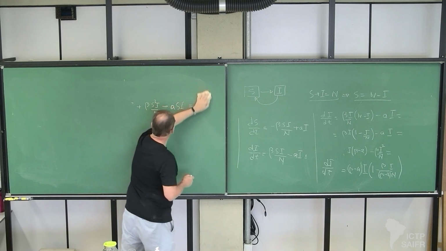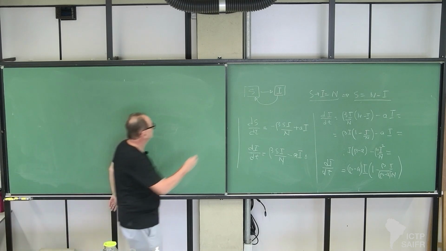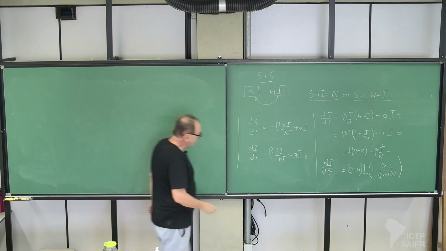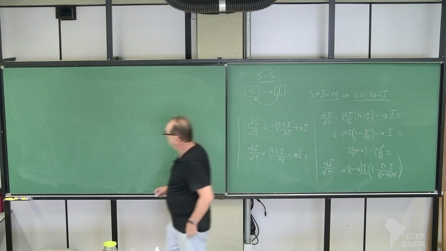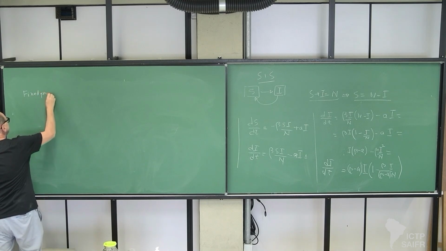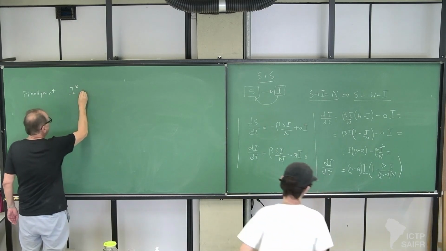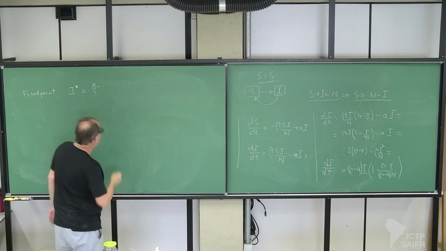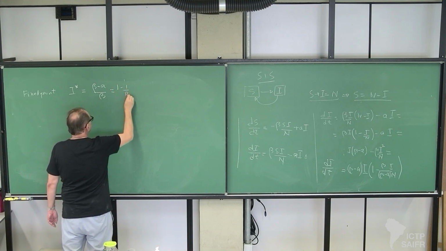So the dynamics of an SIS epidemic, as this is called, goes to the carrying capacity. So the fixed point, which is the asymptotic dynamics, is at I equal to the carrying capacity, which is (beta minus a) over beta, which is 1 minus 1 over R0.